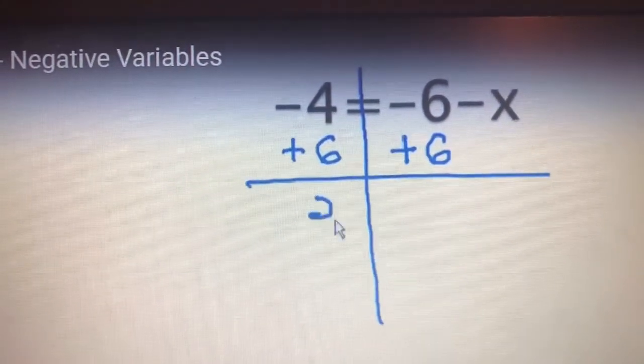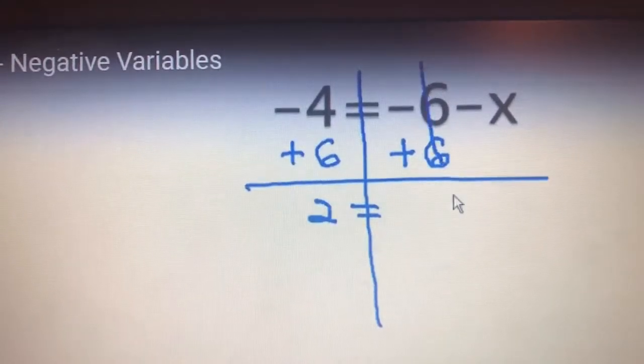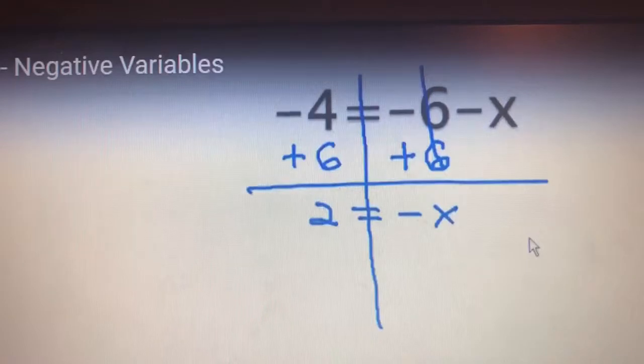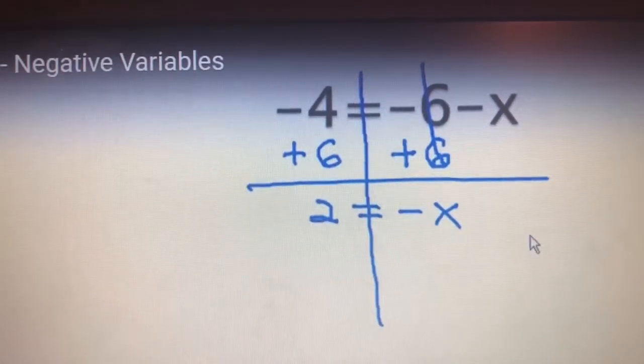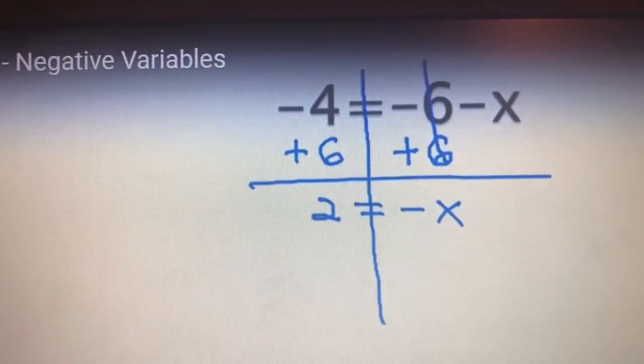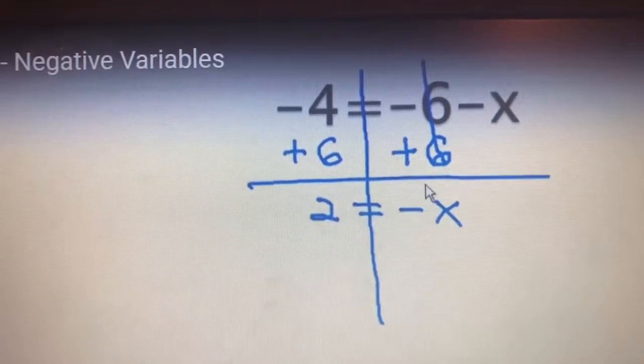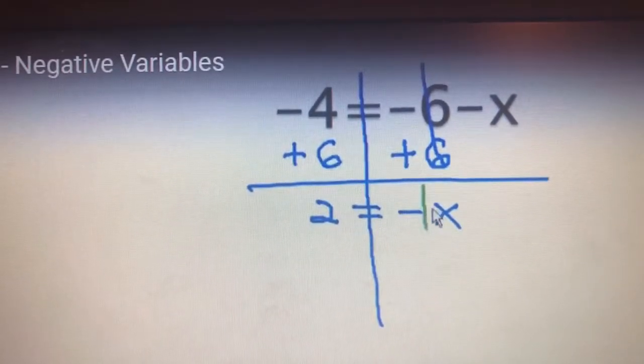Negative 4 plus 6 is 2. 6 and negative 6 subtract out. Don't lose this negative now. We have negative x left over. However, we remember negative x, we can always assume there is a 1 in front.